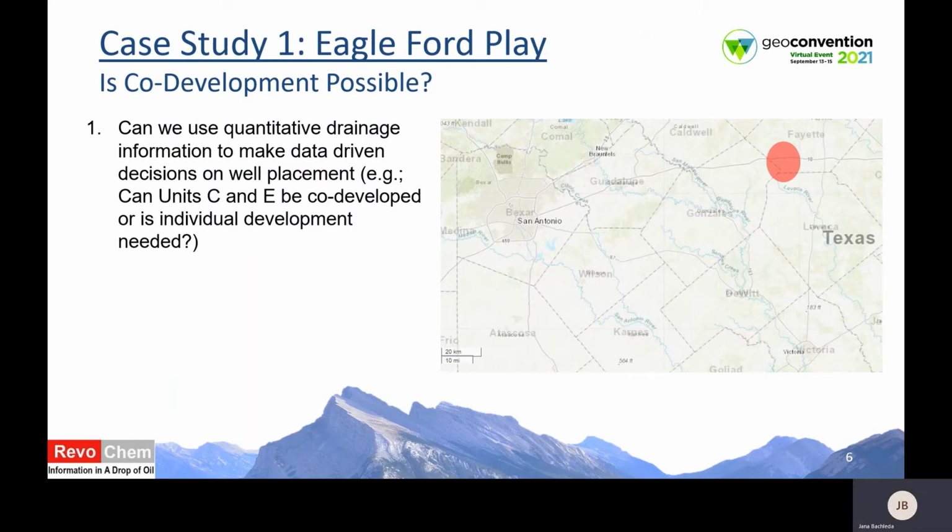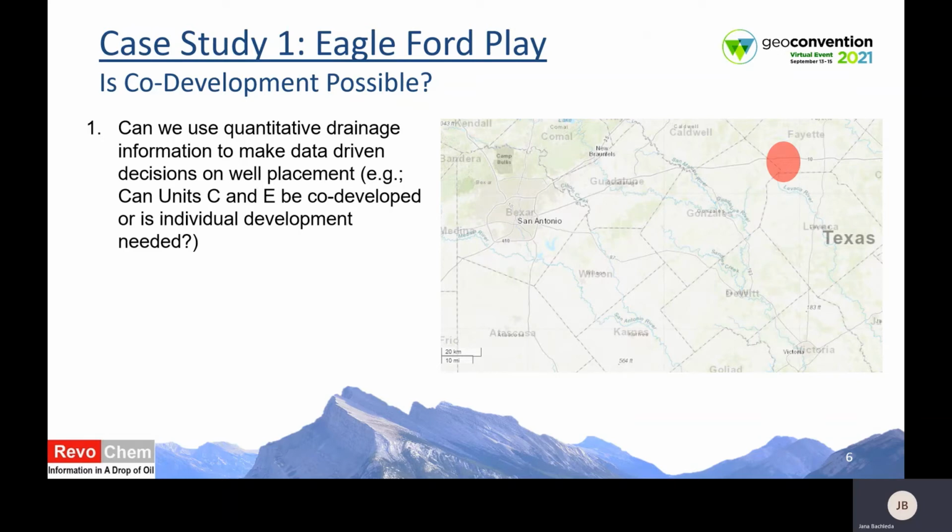In the first case study, we're looking in the Eagleford Play. You can see the location of the study is in southwest Fayette County in Texas. And we really wanted to understand if co-development is possible here. So we wanted to see if we could use quantitative drainage information to make data-driven decisions on well placement.